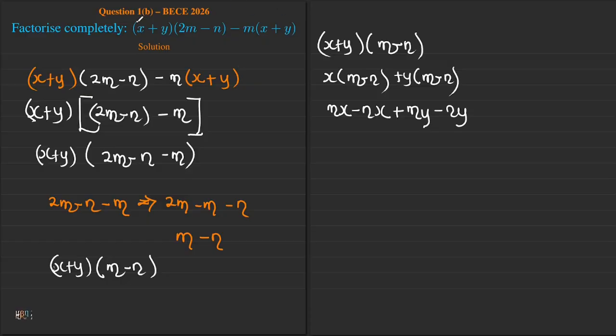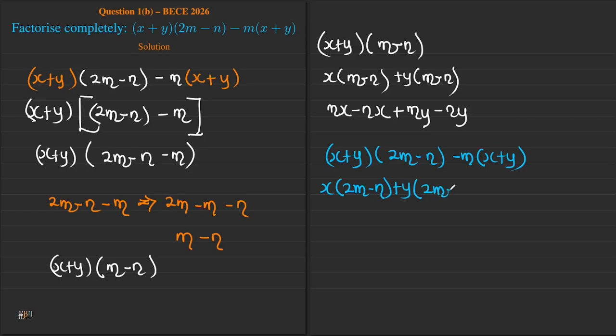And then we come to the original question. The original question was what? (x + y) into brackets (2m - n), then minus m into bracket (x + y). If you are to open up this, the x multiplies this whole bracket, and then the y also does so. So we have x times into bracket (2m - n). Then you come to your y into bracket (2m - n). And you can also expand this.